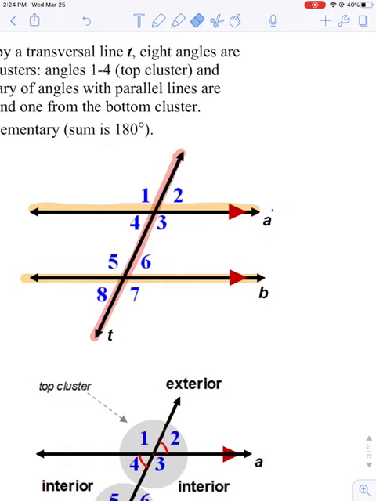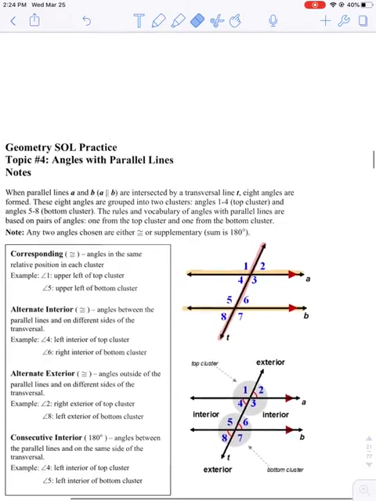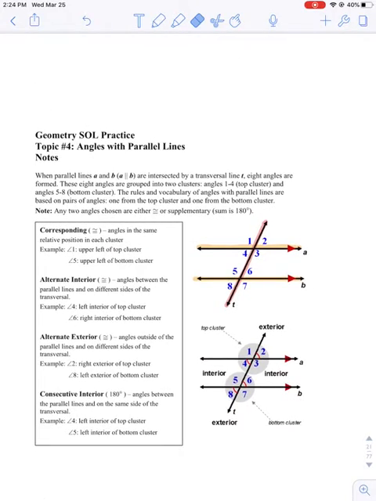I'm going to erase all these lines here. I'm going to leave my parallel lines and my transversal highlighted, which helps you see what's going on. You end up getting two clusters of angles. One cluster is 1, 2, 3, and 4, and the other cluster is 5, 6, 7, and 8. I might refer to them as a top cluster and a bottom cluster, or a left cluster and a right cluster, depending on how the picture looks.